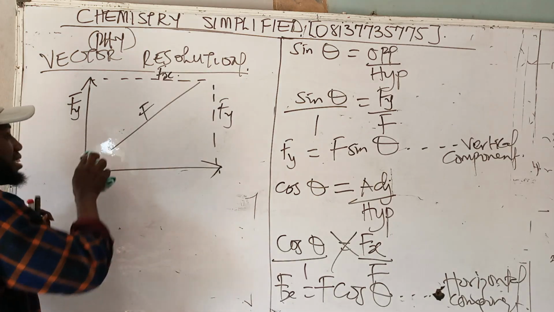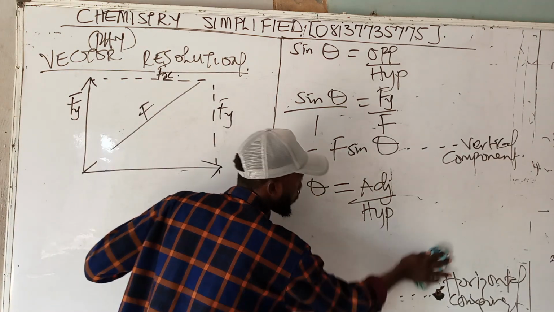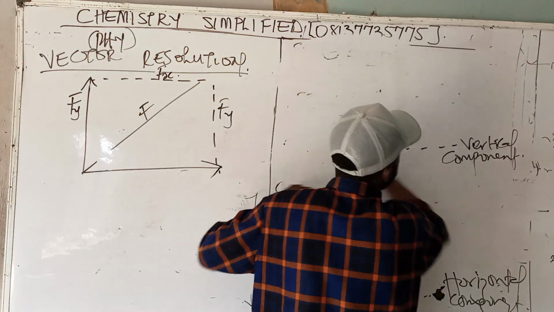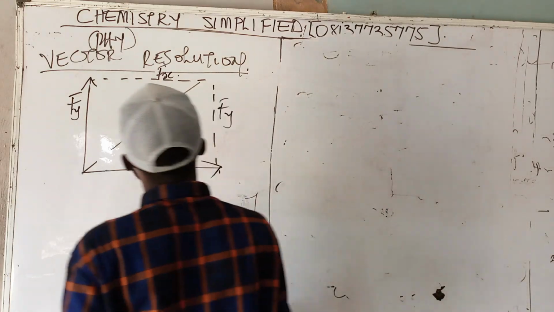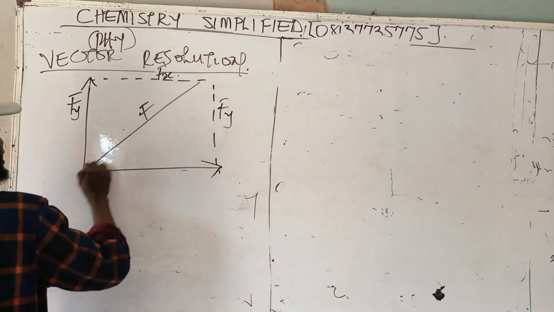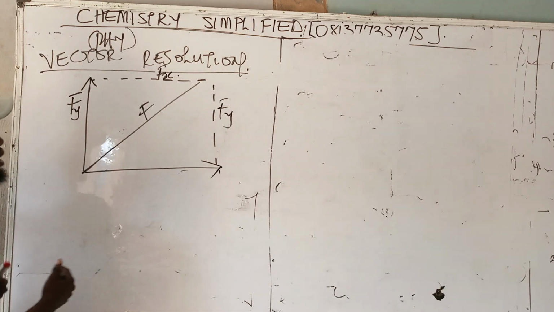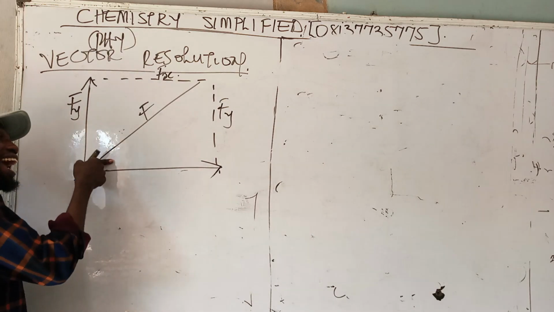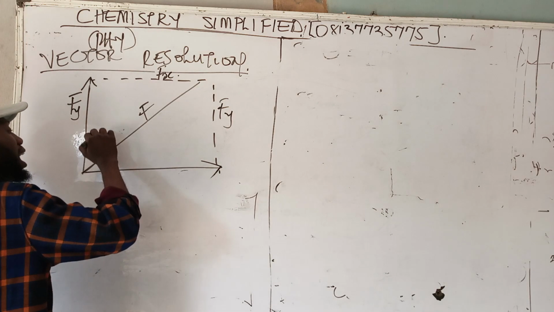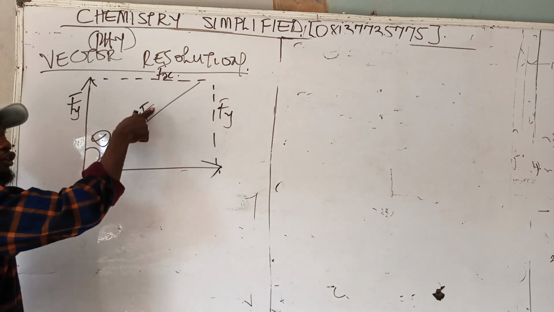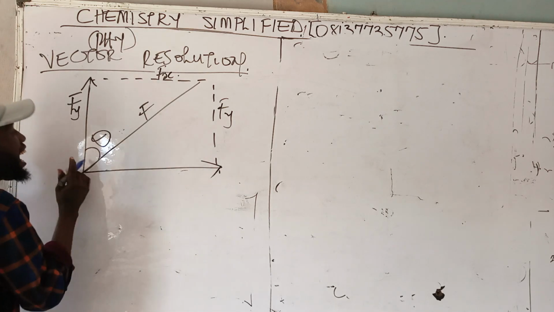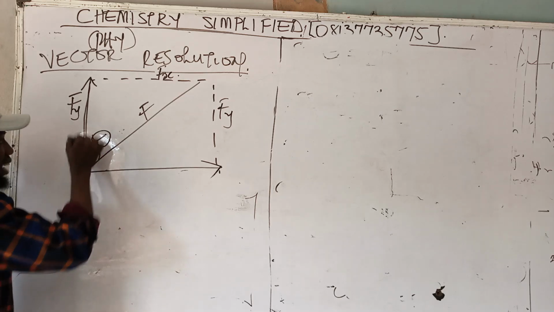Now, we have this same diagram here, the same diagram but with theta in a different place. Let's imagine our angle theta is here. That means the force we have to resolve is making an angle with the vertical.